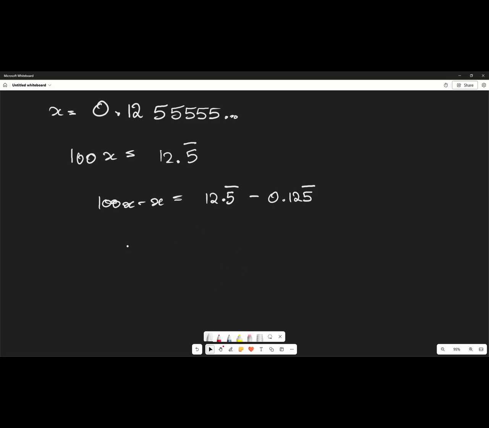It's very simple. So 99x is equal to 12.43. Now we divide both sides by 99, so we get x is equal to 12.43 by 99. The only problem is you can't have decimal places in the numerator in the simplest form. So this will become 1243 by 9900. That is how we find mixed recurring decimals.